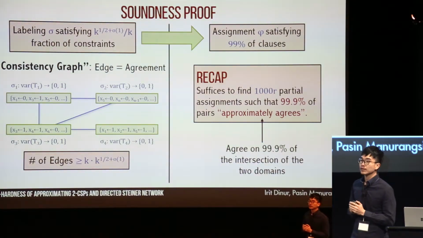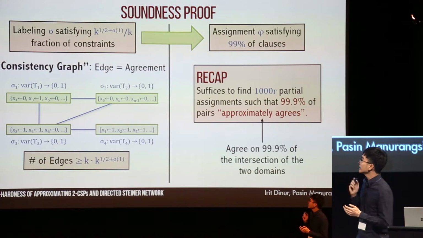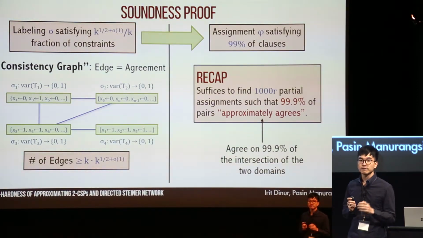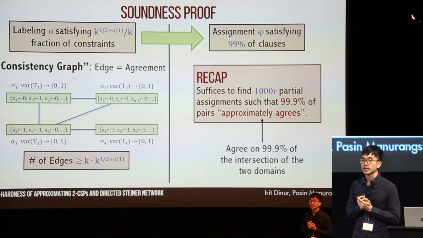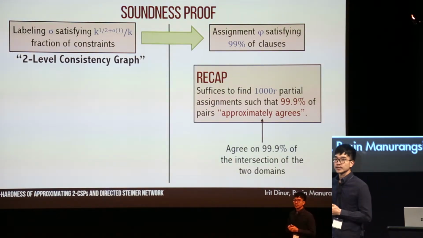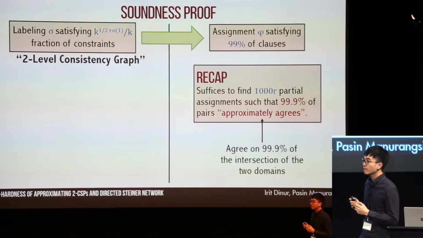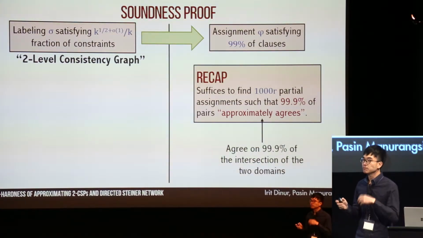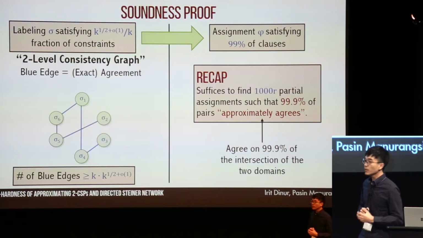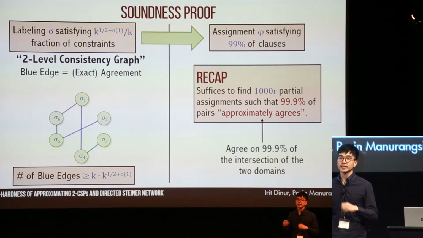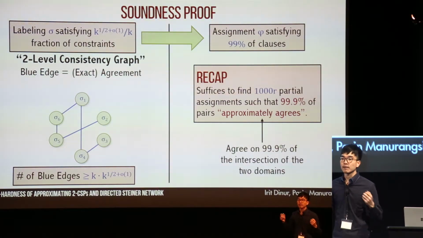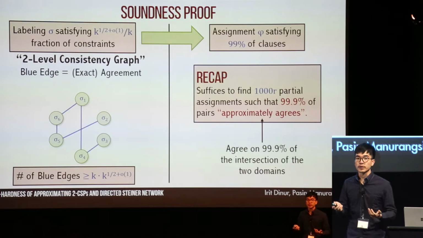So since we are now talking about approximate agreement, let's revise our consistency graph so that we can talk about approximate agreement here. So let's take a look at what I would call the 2-level consistency graph. So this is a graph where there are 2 types of edges, blue edges and red edges. So the blue edges are the edges as before. So these are edges that are satisfied by the constraint. These are the total agreement edges.